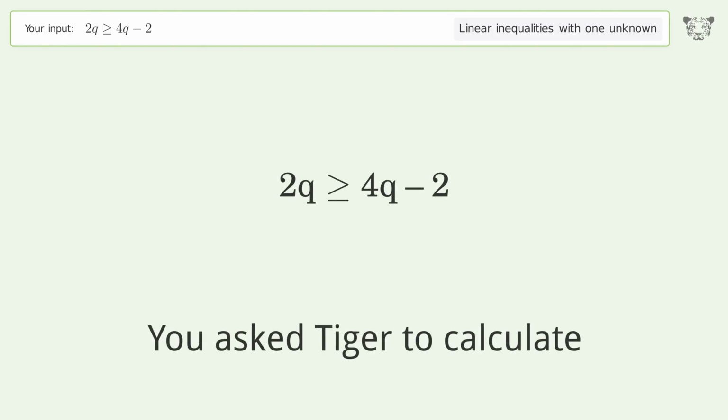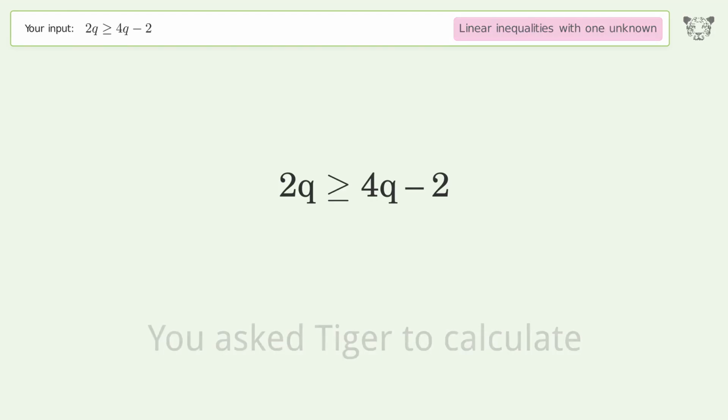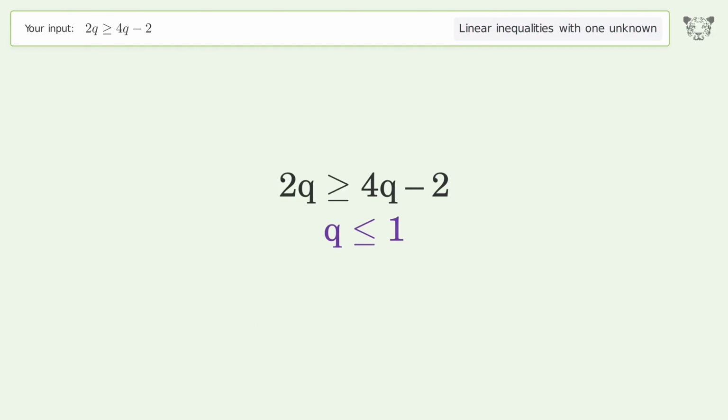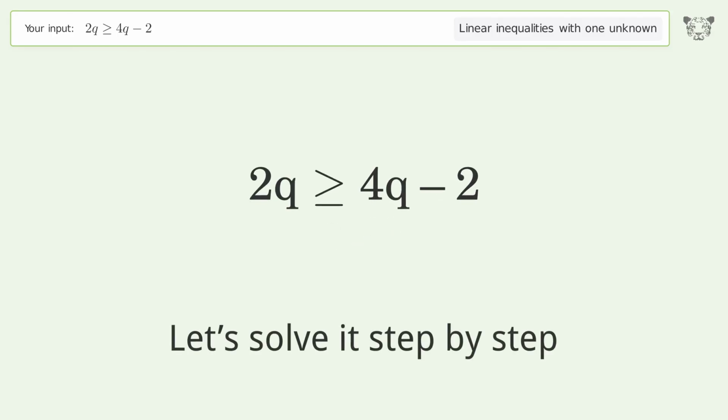You ask Tiger to calculate. This deals with linear inequalities with one unknown. The final result is q equal or smaller than 1. Let's solve it step by step.